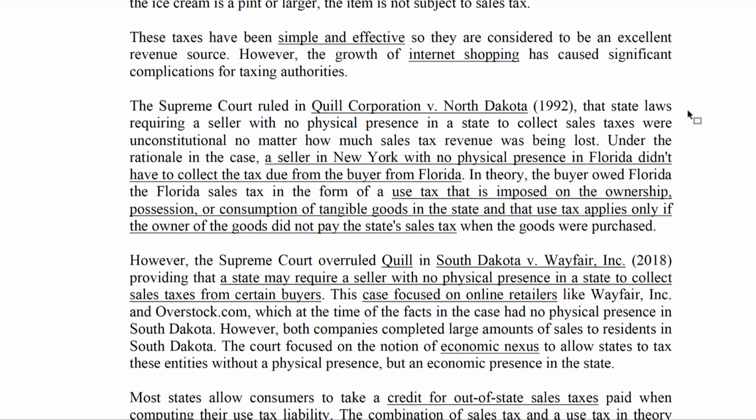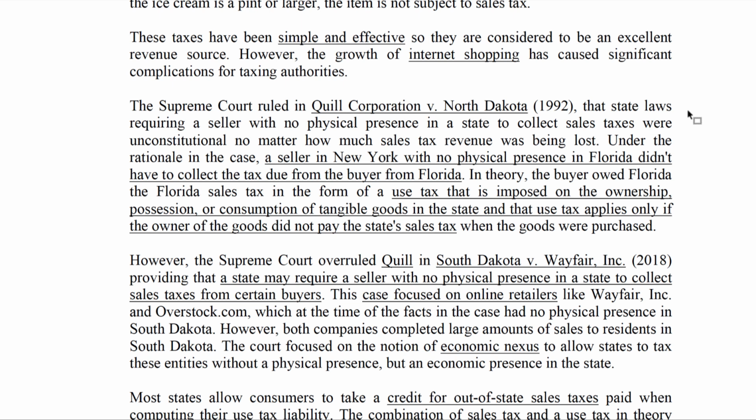Because the idea is that the seller has no physical presence in that state. So Quill Corporation versus North Dakota, back in 1992, the internet was not a big deal, especially internet shopping was not really a thing, but it dealt more with magazine and mail order purchases. So in the state of North Dakota, this Quill Corporation had no physical presence.